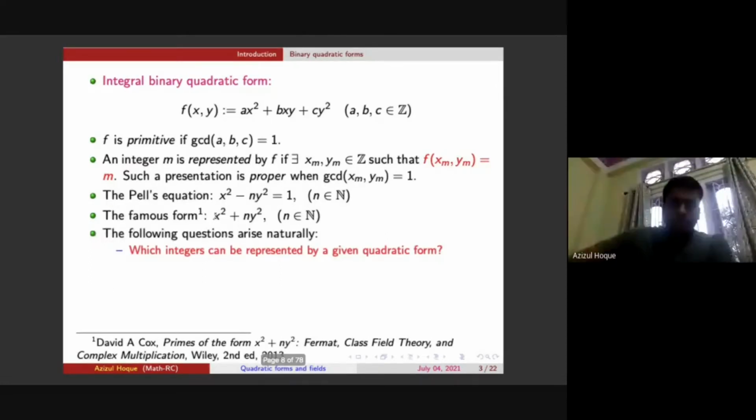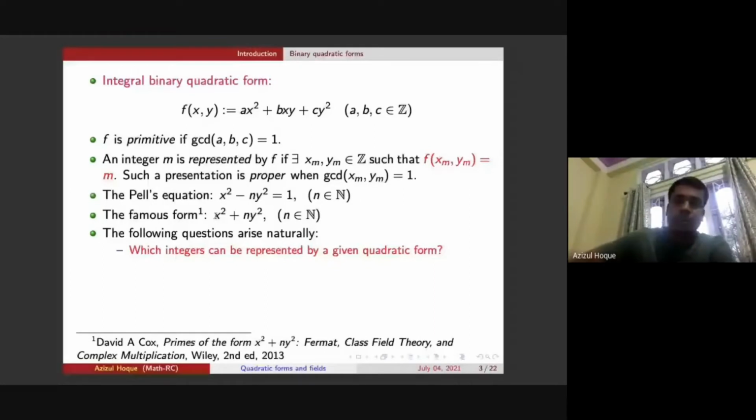So here the basic questions are which integers can be represented by a given quadratic form. Suppose we have a quadratic form, what type of integers can be represented by this quadratic form? This question can be looked at another way. If I equate this to say m, the question is, is there any integer solution of this equation?